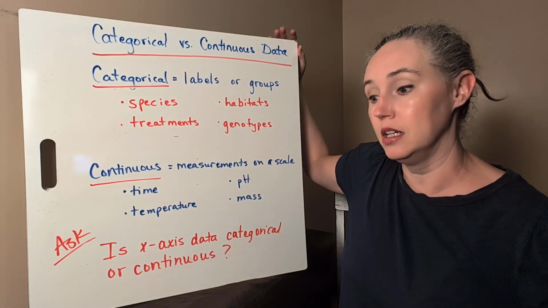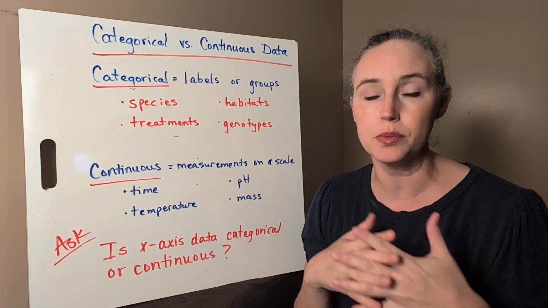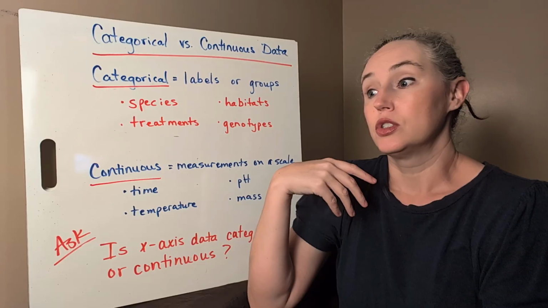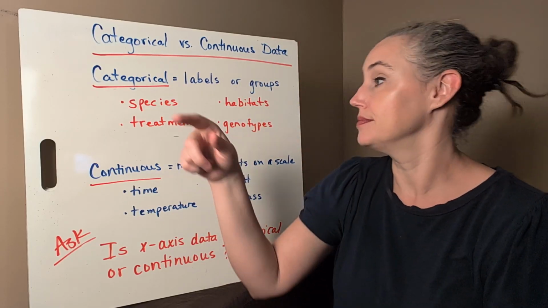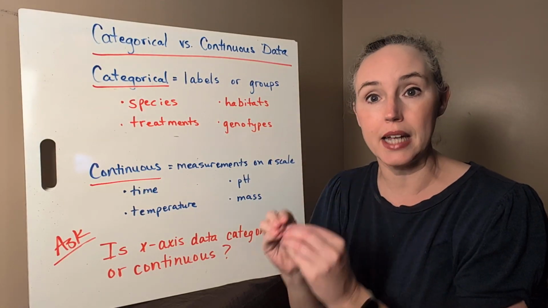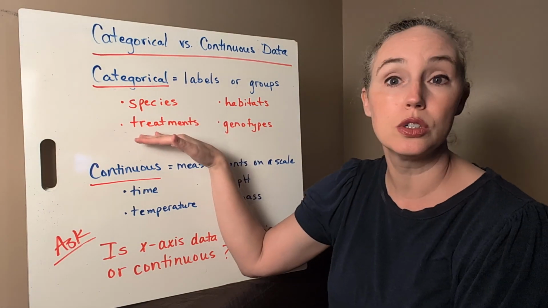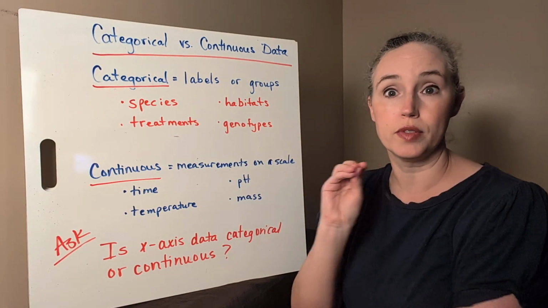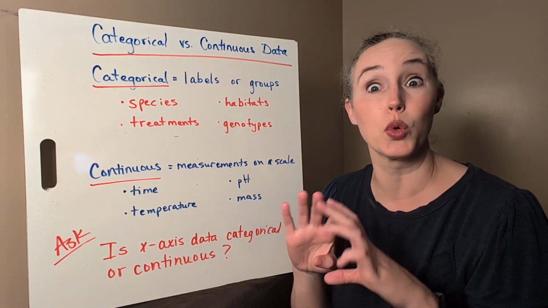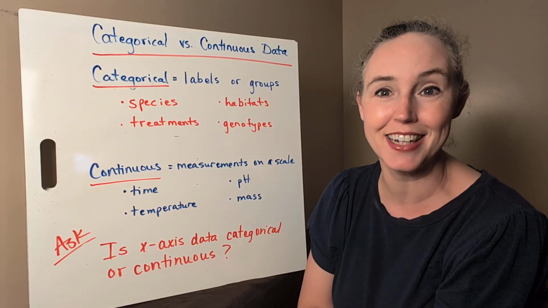One thing that a lot of teachers assume students know or rush through is the difference between categorical and continuous data. And so we're going to take some time on that today. All right, categorical data is just labels or groups, data that you can categorize together. So like different species, treatment groups, right? Like control versus experimental, habitats, genotypes, etc. Even if you name something group 1, that's a group, that's a categorical data set.